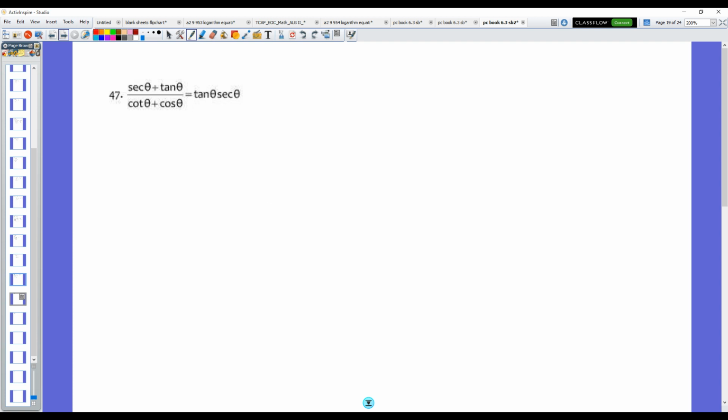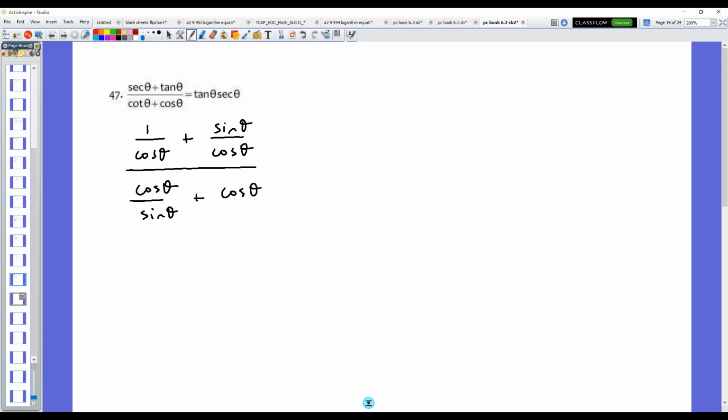47, I'm going to work over here on the left. Secant becomes 1 over cosine. Tangent, sine over cosine. Cotangent, cosine over sine. And cosine. Your target here is tangent and secant. So you would like to have a fraction where you have a sine over a cosine, and you have another fraction with a 1 over a cosine. See if we can make all those things happen.